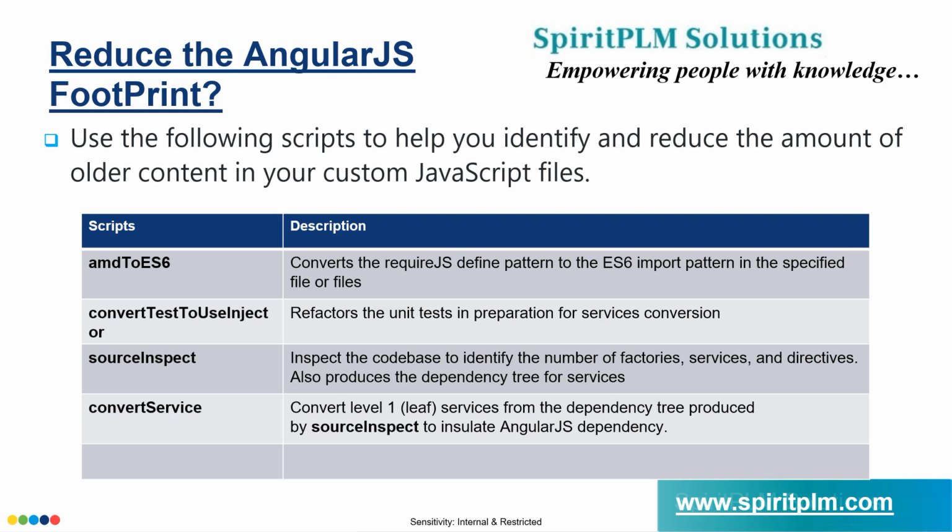It allows you to convert the leaf services from the dependency tree produced by source inspect, our earlier script, to insulate the AngularJS dependency. So using this you can reduce the AngularJS dependency. This is the convert service script. Using that you can convert it. So these are the scripts. They are very helpful to migrate old version code to the new ActiveWorkspace 6.3 code.